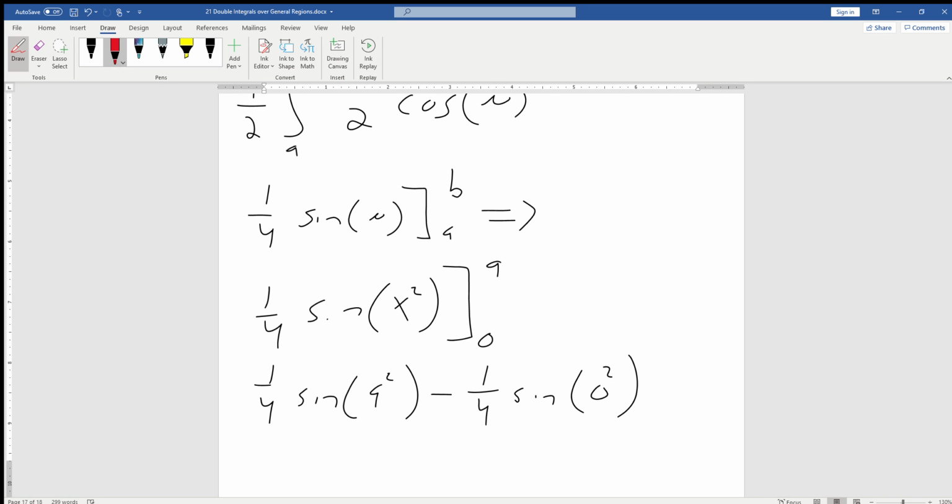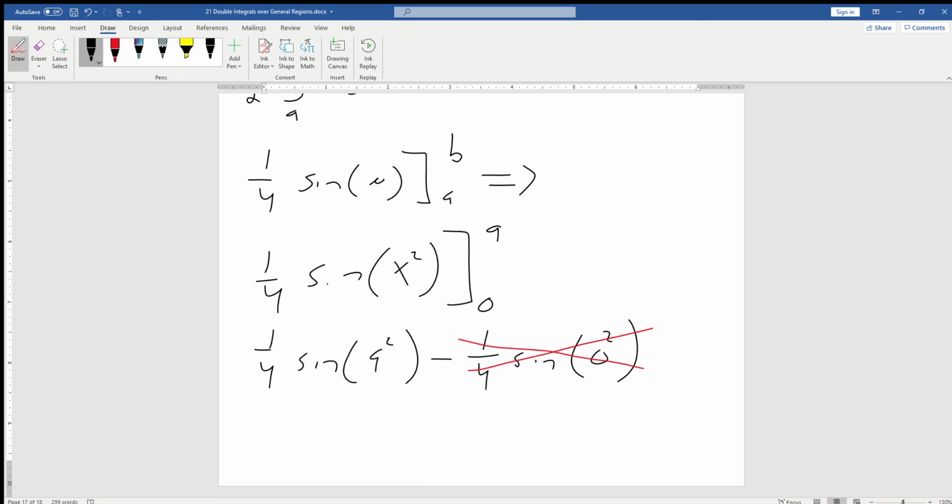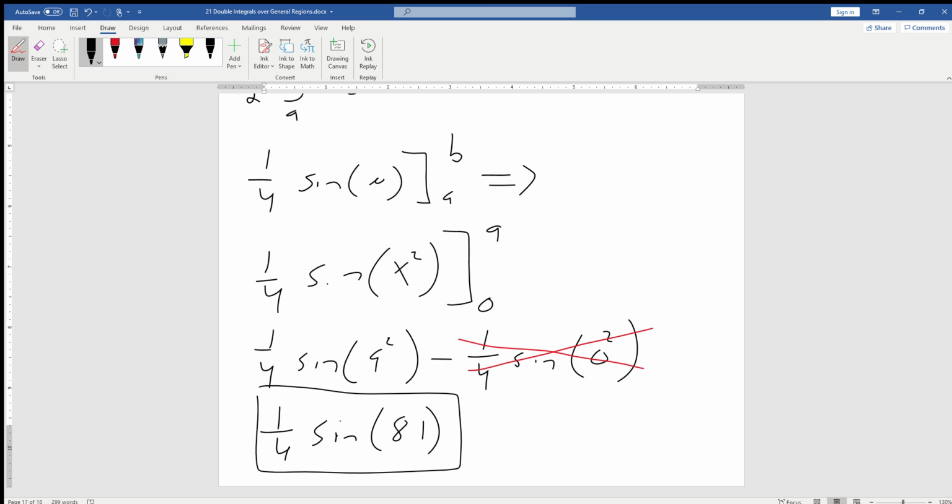We know that sine of 0 is 0. 1/4 times 0 is 0, so this term goes away, and we're just left with a really nice answer of 1/4 sine of 81. We're going to leave it as is. We don't want to get the approximation. We always want to try to give the answer in exact terms.